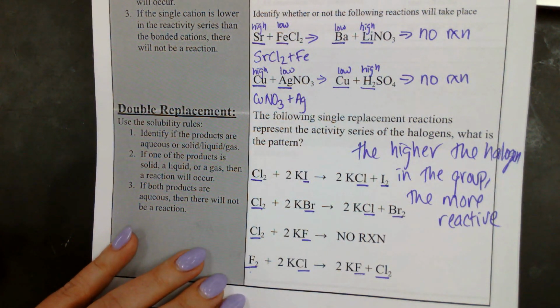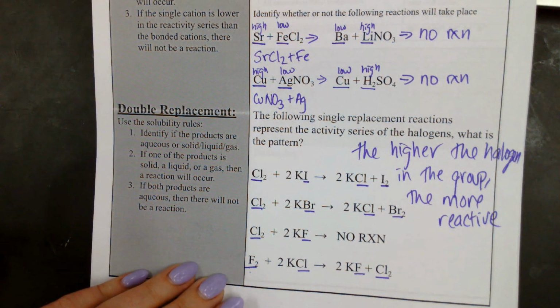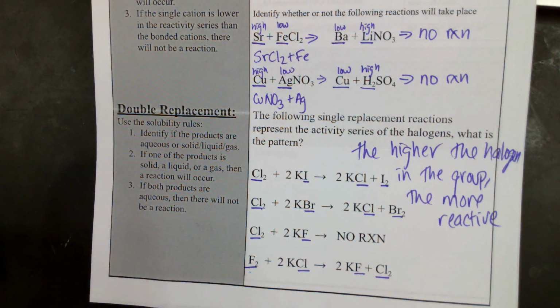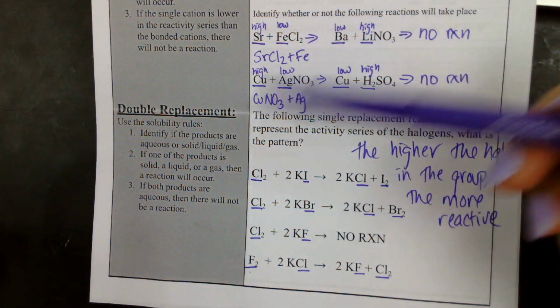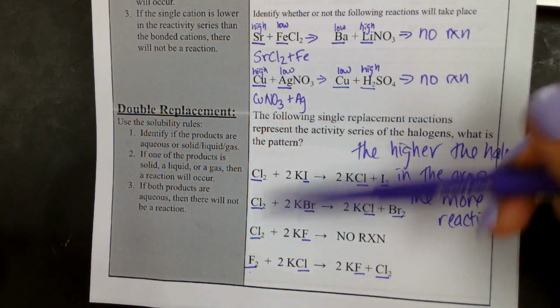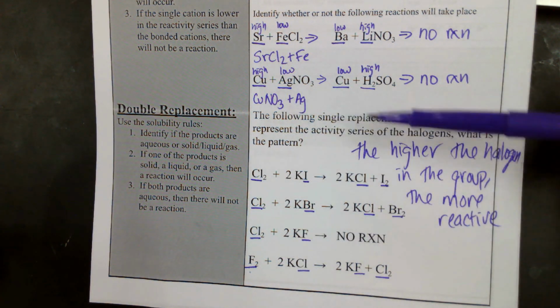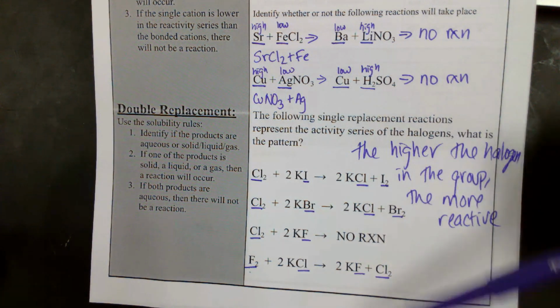All right, so that is how we figure out the activity series for metals using that chart on the back of your periodic table, or for halogens using the group 7 ranking.